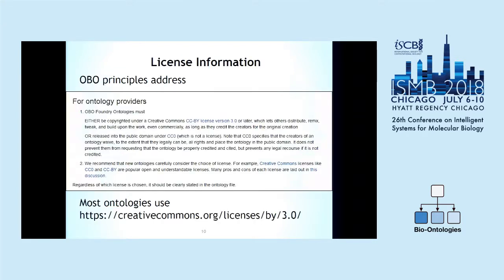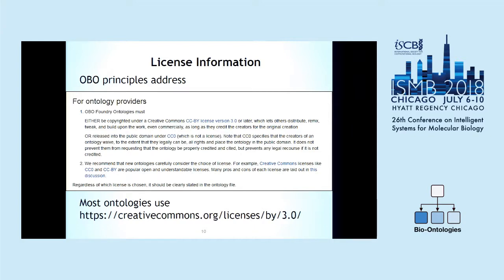So I pointed people to the OBO website where the principles address licensing. It gives 2 points on the Foundry website. It says first, use CC BY 3 or later, which lets others distribute, remix, tweak, or build upon the work. Or use CC0, which waives your rights to the ontology and places it in the public domain. And then point number 2 is sort of vague.